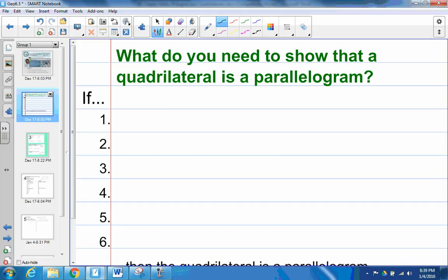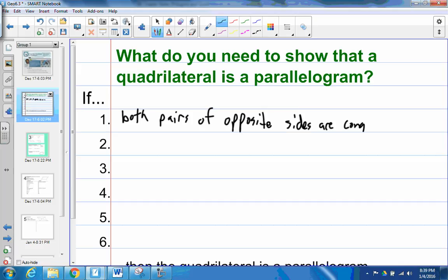So, the first one, if both pairs of opposite sides are congruent. It's not in your notes, but this is Theorem 6.8. Theorem 6.8 says, if both pairs of opposite sides of a quadrilateral are congruent, then the quadrilateral is a parallelogram. Second one that we can use, this is going to be Theorem 6.9.